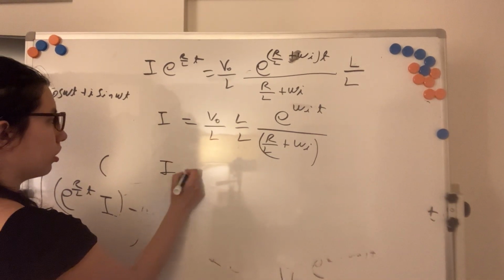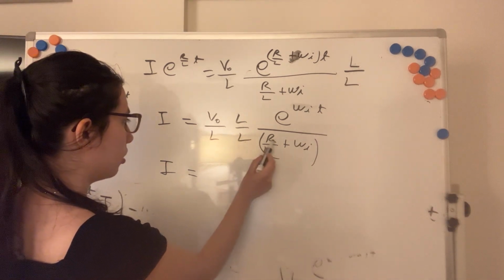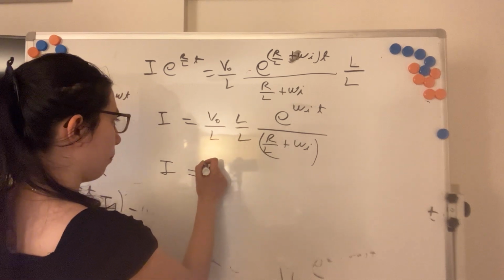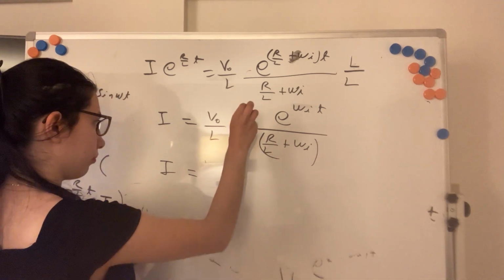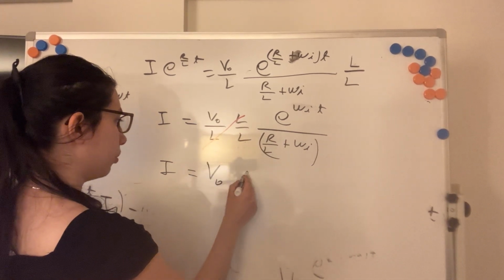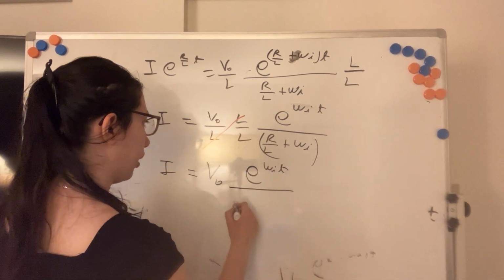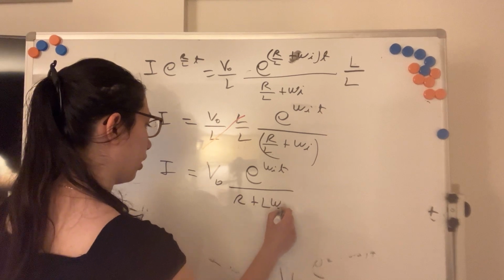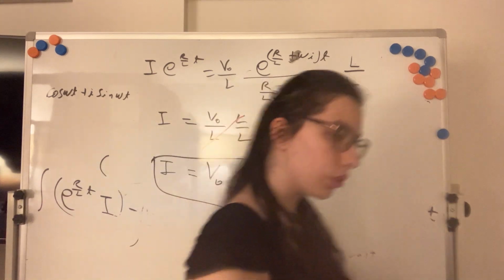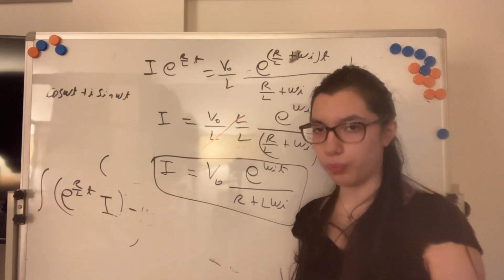So here I have I is equal to, this L will cancel, and so I have B O e to the omega I t divided by R plus L omega I. This is what we get from the integrating factor. Now we will use either the Cartesian way or the polar way.